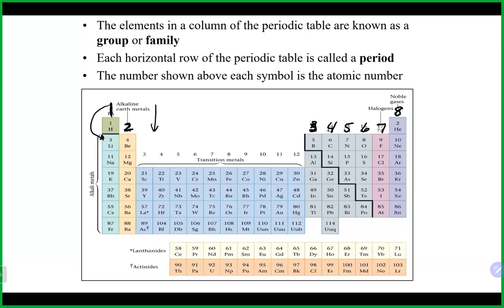There are also horizontal rows, which are known as periods. There are actually 7 periods: 1, 2, 3, 4, 5, 6, and 7. They go left to right on the periodic table. Those are known as periods. The number above the symbol, as we've been talking about, is the atomic number. And as we saw, every element will have its own atomic number, and you can identify what element you're talking about solely by the atomic number that is present.